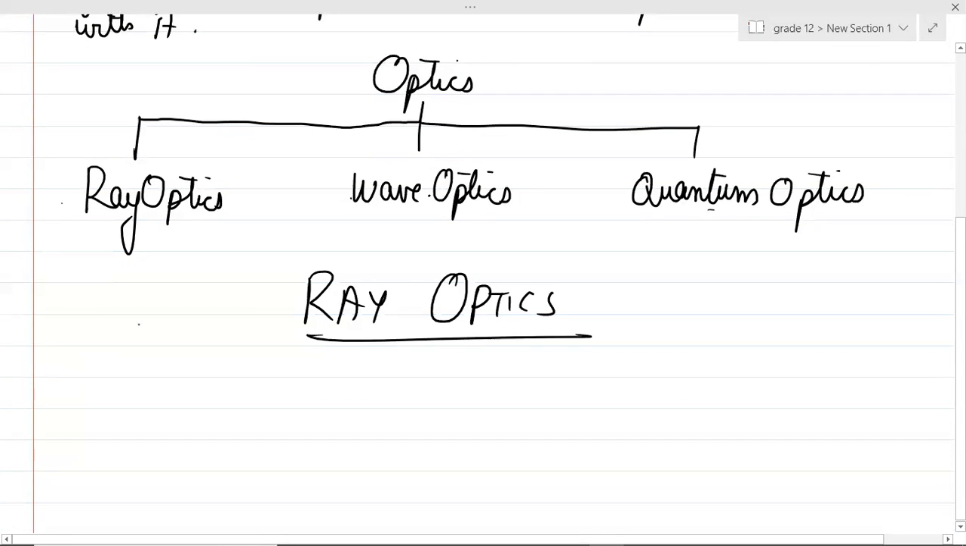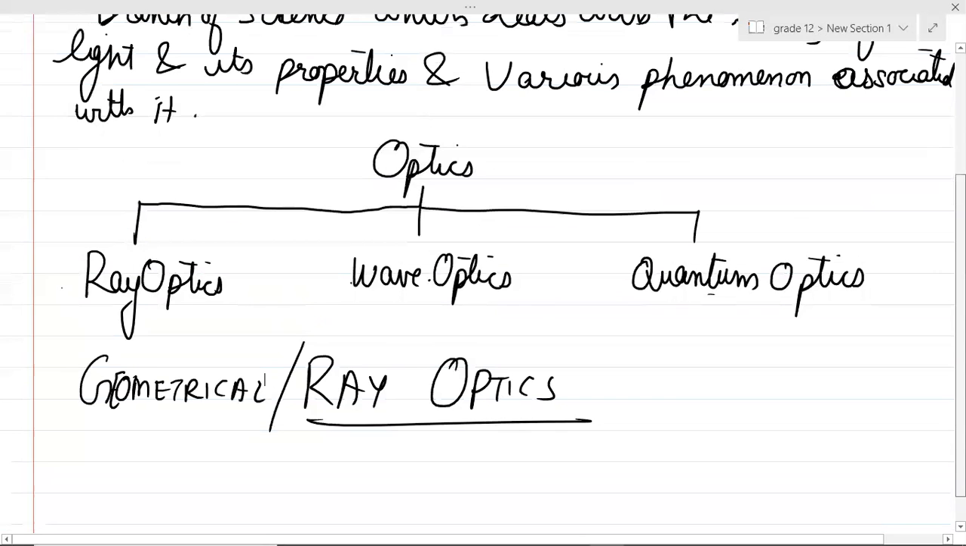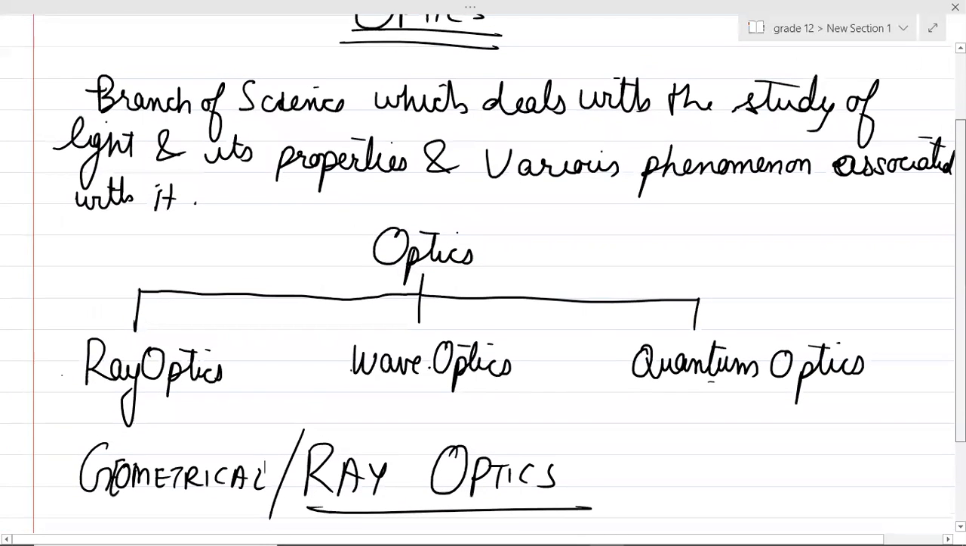And what is this ray optics? Also called geometrical optics. Guys, this is also called geometrical optics. Can you scroll a bit up, please? Yeah, sure. Yes, sir. Thank you, sir.